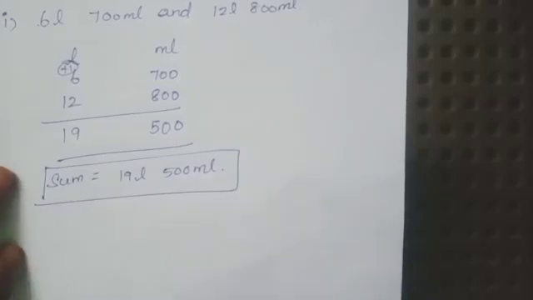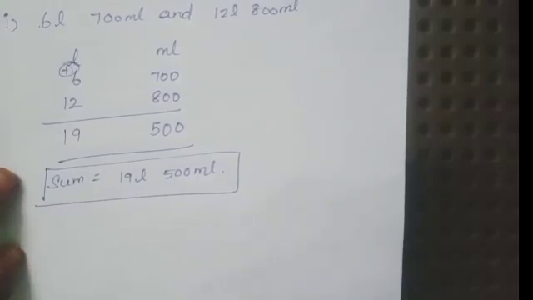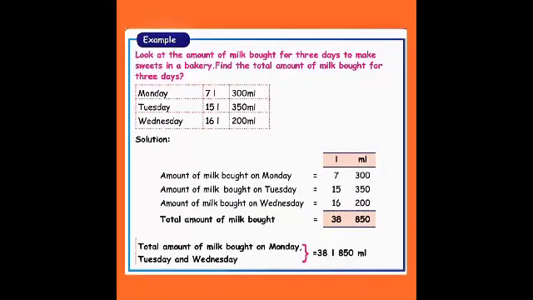The question is, look at the amount of milk bought for 3 days to make sweets in a bakery. Find the total amount of milk bought for 3 days. What are the 3 days they are giving? Monday, Tuesday, Wednesday. How much milk is used on Monday? 7 liter 300 milliliter. On Tuesday, 15 liter 350 milliliter. On Wednesday, 16 liter 200 milliliter. So the milk used on the 3 days is given.